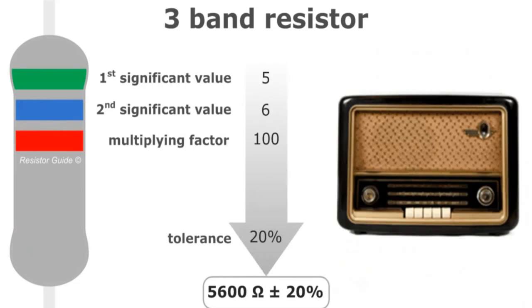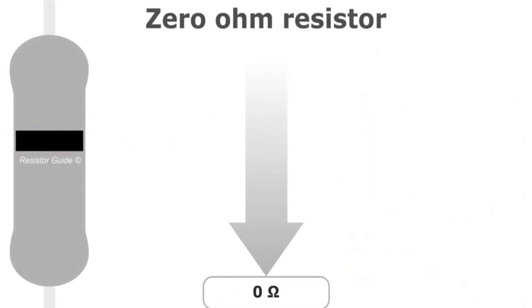Nowadays, this is nearly not used anymore. For example, in antique radios you can find 3-band resistors. Lower than 3 bands does not exist, with one exception: a 0 black band. This is also called a 0 ohm resistor.